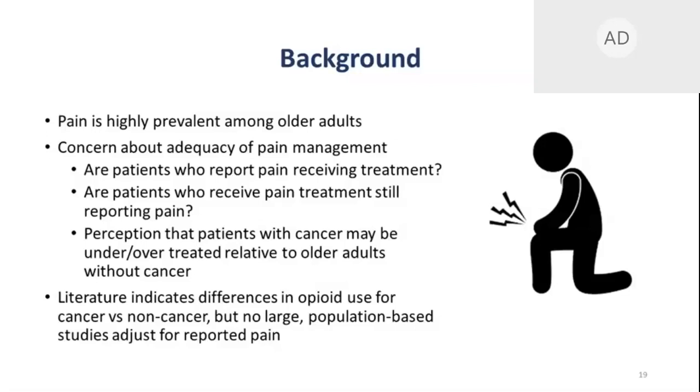And then, is adequacy of pain management similar for older adults with and without cancer? There is a perception that patients with cancer may be under or overtreated relative to older adults without cancer. There is a large literature that describes patterns of opioid use in particular for cancer compared to non-cancer. But there are no large population-based studies that actually adjust for reported pain severity. And since that may differ for adults with and without cancer, it's important to adjust for that when assessing pain management.